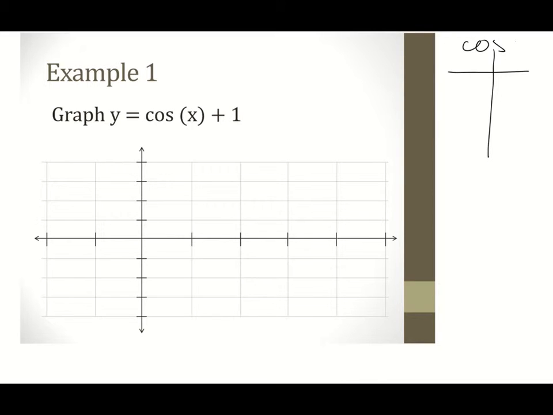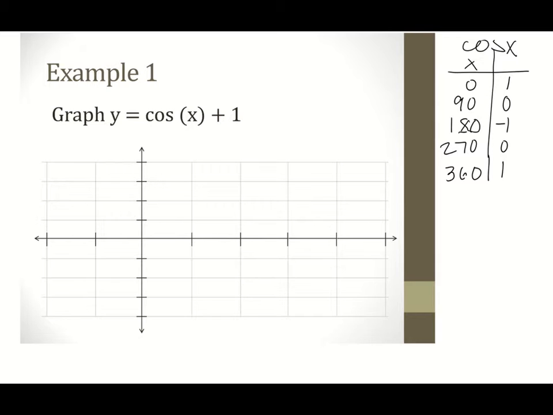So if we make our table of cosine of x, on our x-axis, we have 0, 90, 180, 270, and 360. Cosine always starts above the midline at 1, and then we go 0, -1, 0, finishing back at 1. So what we're going to do is take all these values and add 1.